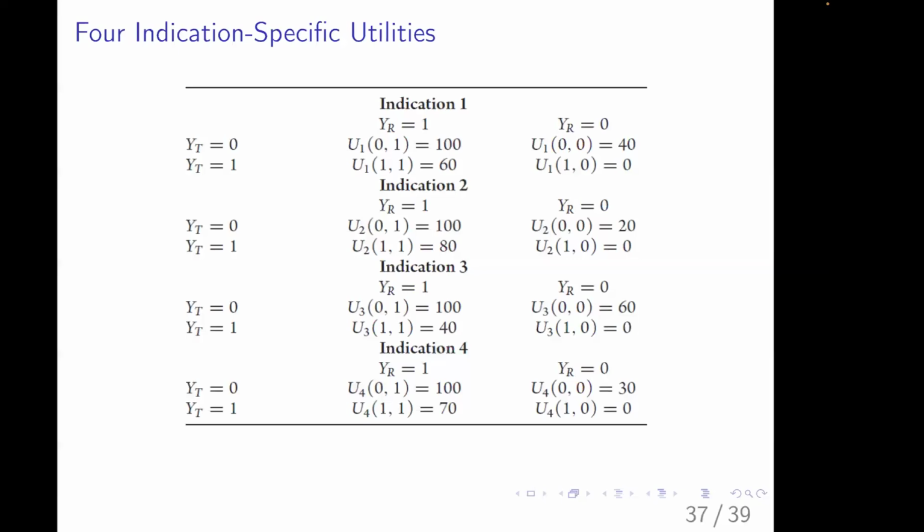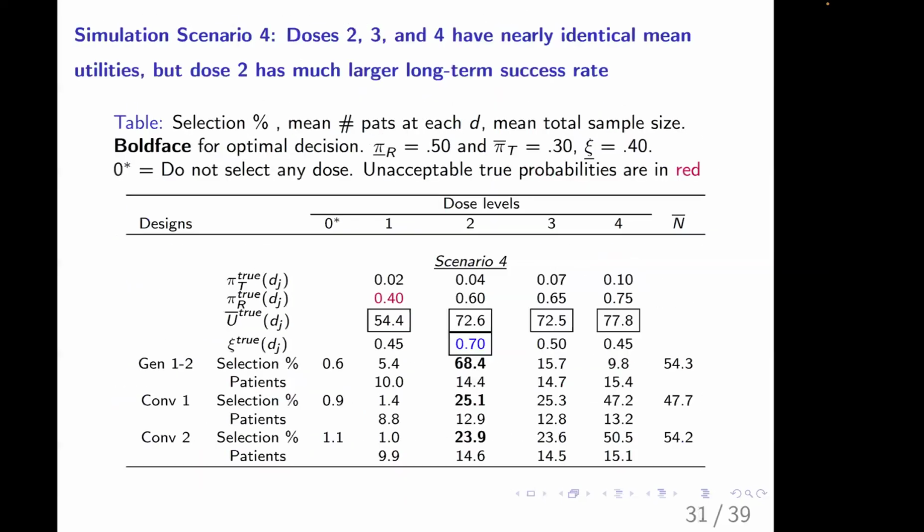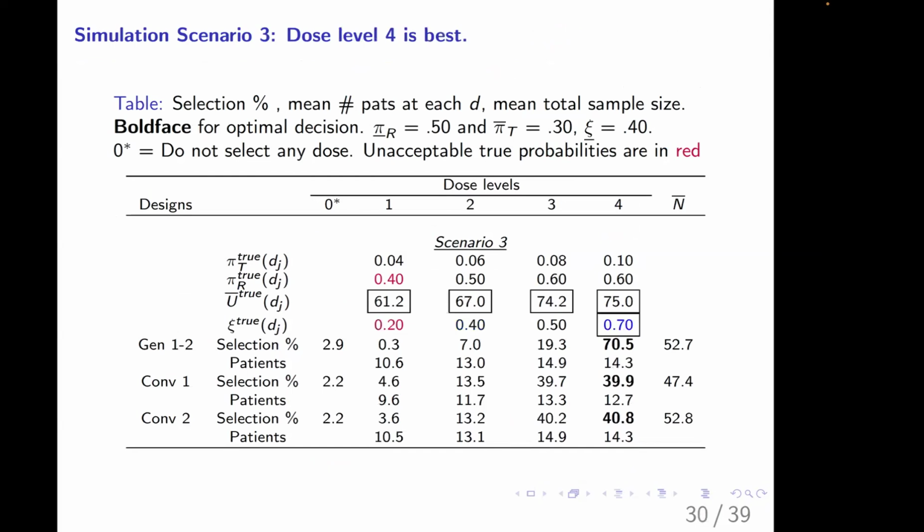But I think that once you're simulating the whole thing and you see what happens, one of the things to notice, if you go back, is this. So this is a complicated scenario where you've got 3 doses that are okay, but dose 2 is the best. And you see the Gen 1-2 design does a far better job of picking that best dose than the conventional designs. So conventional means some sort of phase 1-2 design. You see that was true in the other simulation cases where the Gen 1-2 design just does far better.